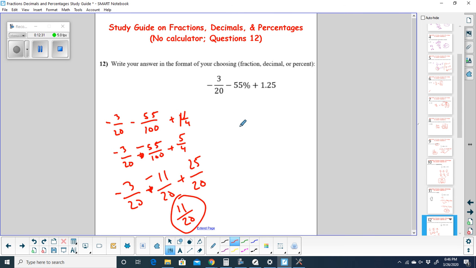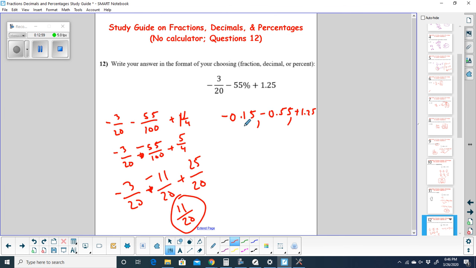11 over 20. Now, as a decimal, negative 3 over 20. I'm running a little short on time here. There's a 15-minute limit to video, so I'm going to have to make 2. This is negative 0.15. All right, 3 divided by 20 gives you negative 0.15 minus 0.55 plus 1.25.